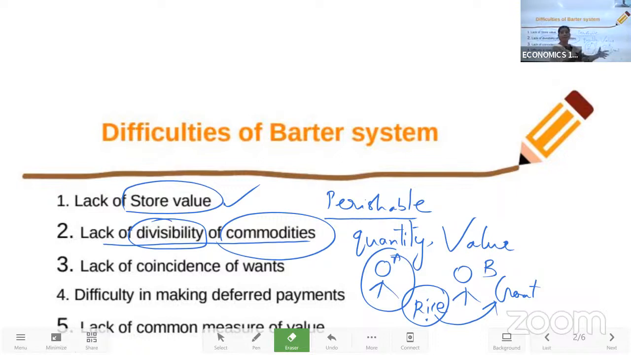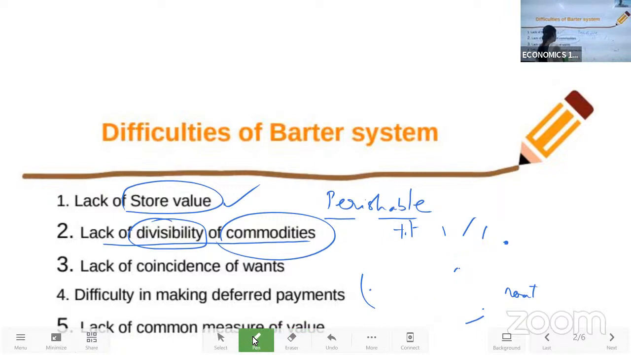If you divide it, then the goat will no longer be complete. So there are some commodities where divisibility is not possible, like the example I have given, exchanging rice with a goat. The goat cannot be divided. Understood? Okay, next. So till now we have finished two difficulties which we face under the barter system.